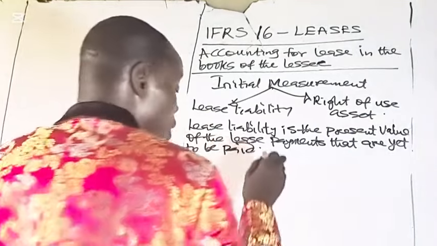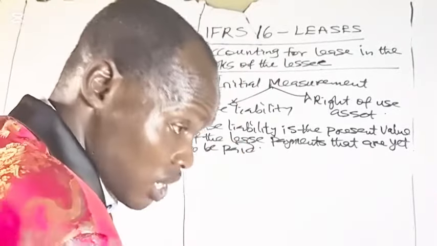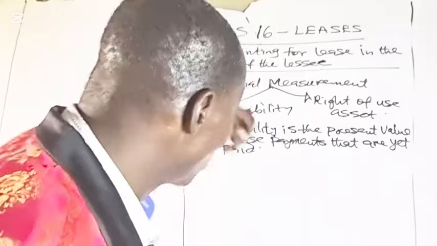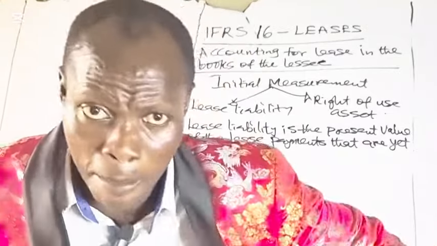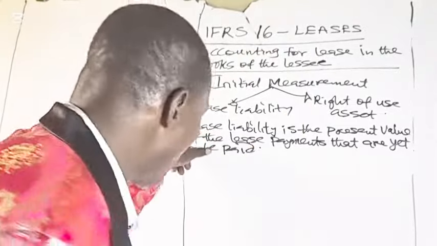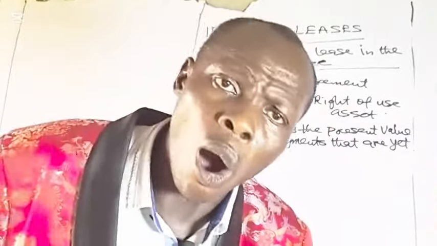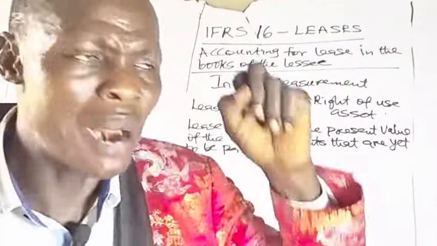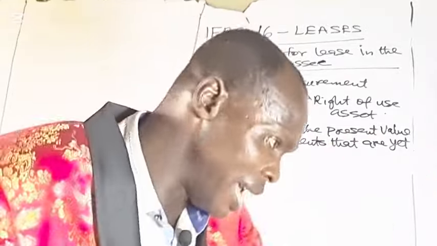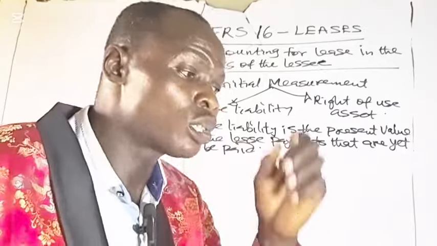If you want to discount your cash flows, we normally discount the future cash flows, not the sunk cost, not the past cost. It is those future payments that have not been paid, the future lease payments, that you need to discount to get the lease liability. Therefore, the lease liability is the present value of the lease payments that are yet to be paid.